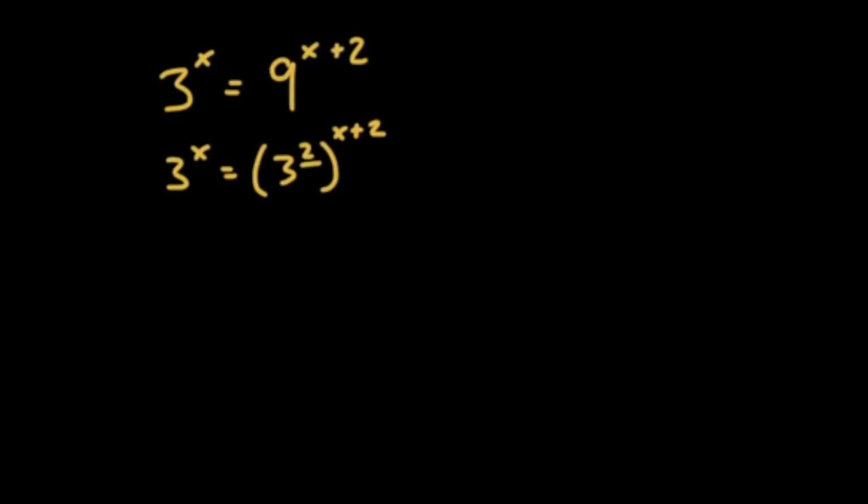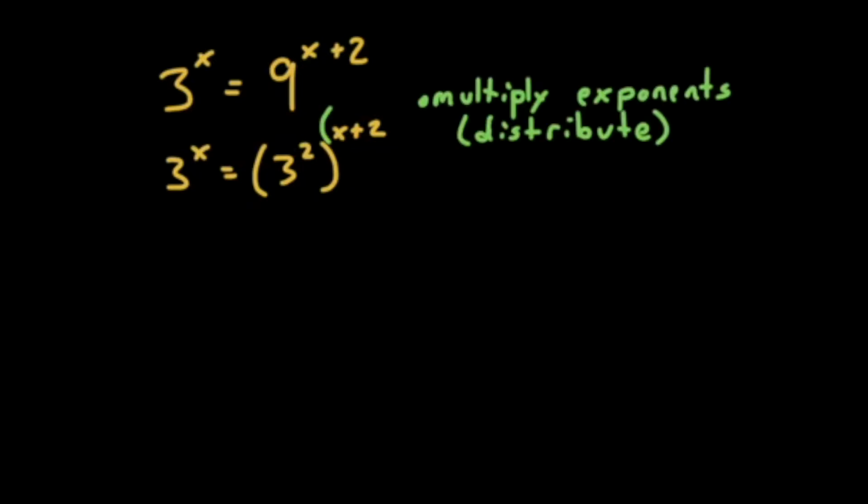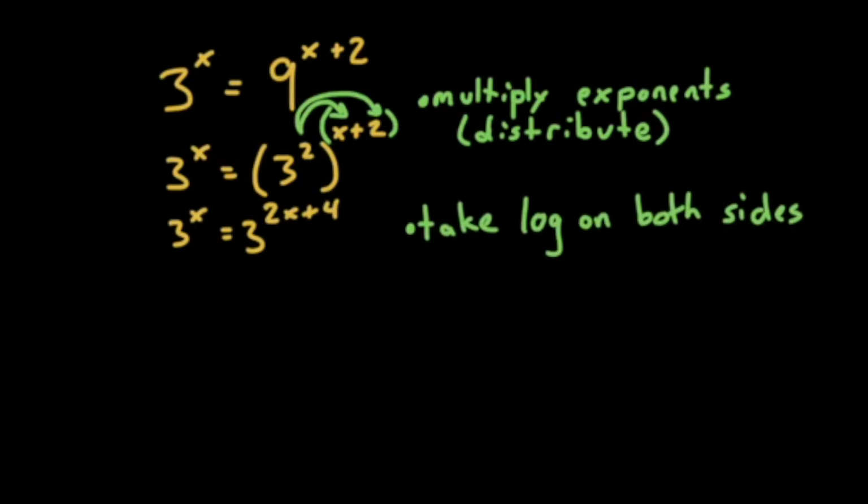So now we have a power raised to a power, and that just means that we have to multiply the exponents. We do have to be careful though, because this x plus 2 is a binomial, so we're going to have to distribute this 2 into both of those terms. So again, the left side is 3 to the x, but now the right side is 3 to the 2x plus 4 power. And now all we have to do is take the log on both sides.